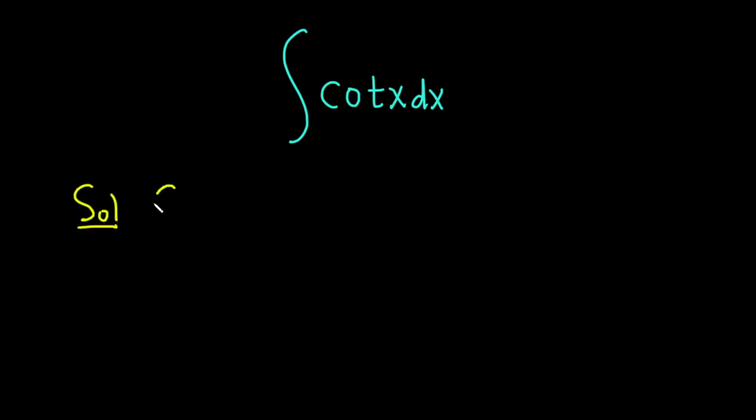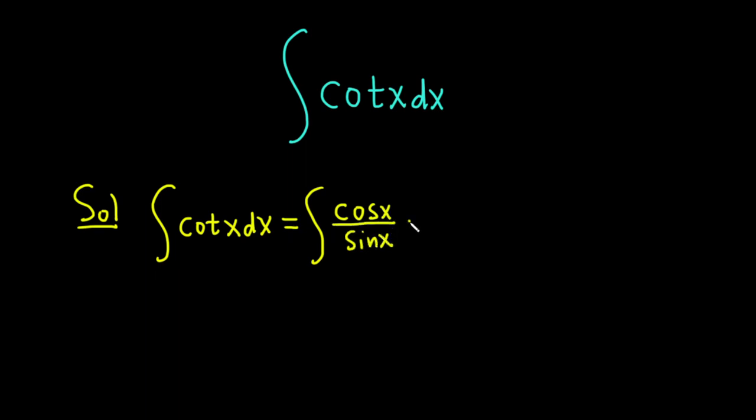Start by writing it down again. So we have the integral of the cotangent of x, dx. And cotangent is cosine over sine, so in our first step, we're going to rewrite it. So this is the integral of cosine x over sine x, and here we have our dx.